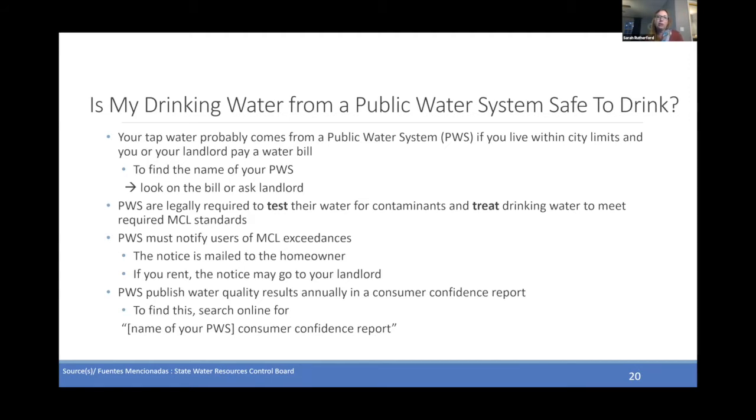Public water systems are legally required to test water for contaminants and to treat that drinking water to meet what's called an MCL standard, or maximum contaminant level. Public water systems are also required to notify their users and ratepayers of MCL exceedances. These notices are mailed to the homeowner, but if you rent and you aren't the person paying for this bill, that notice may go to the landlord.